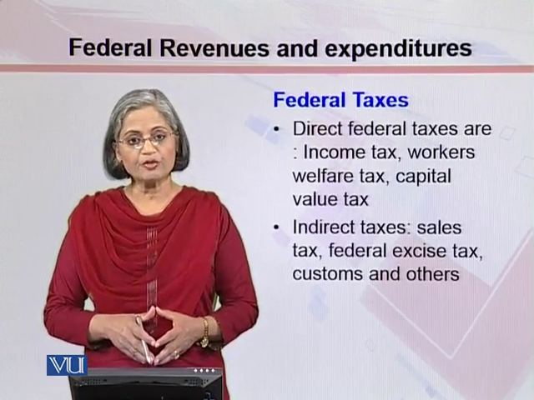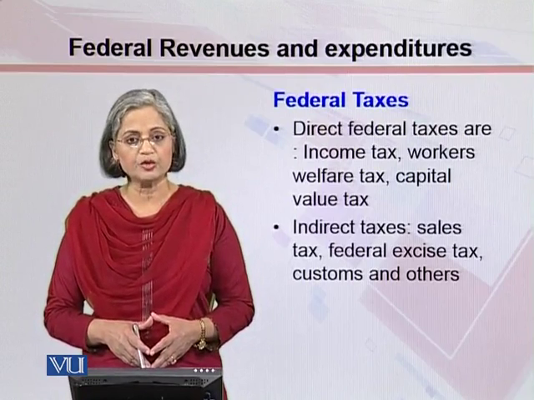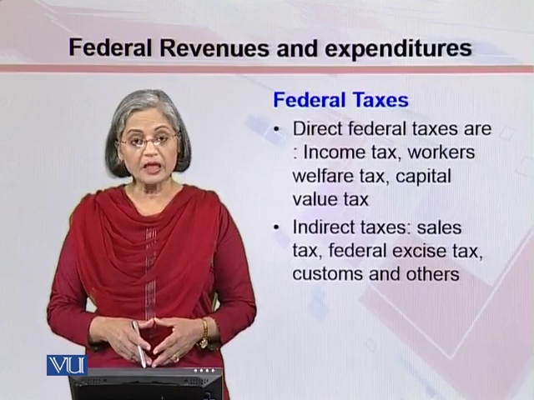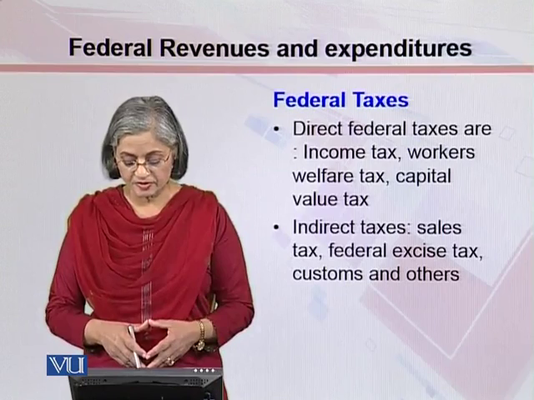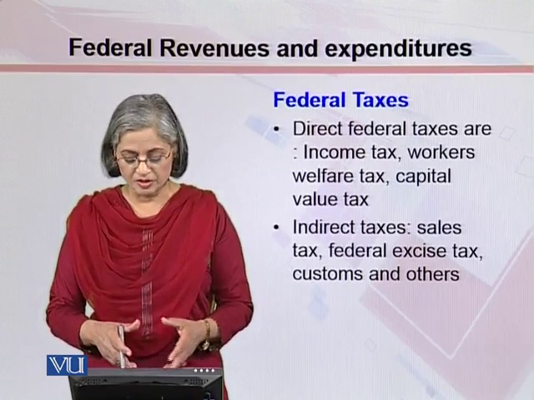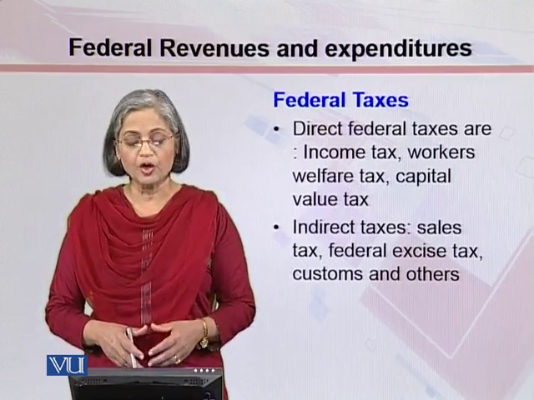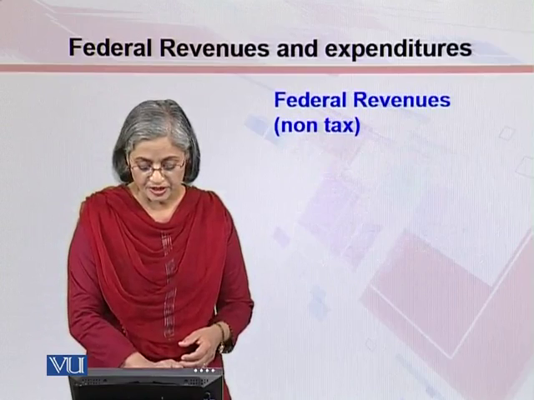Direct taxes of the federal government are income tax, workers' welfare tax, and capital value tax. These are the major direct taxes of the federal government. And indirect taxes are sales tax, federal excise tax, customs, and there are other smaller taxes of the federal government. So these are the major components of the federal government taxes, direct and indirect.